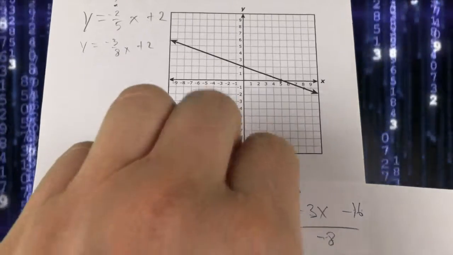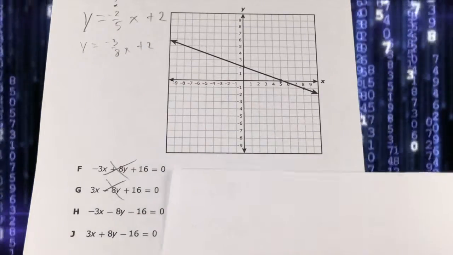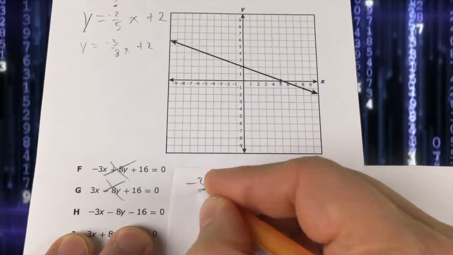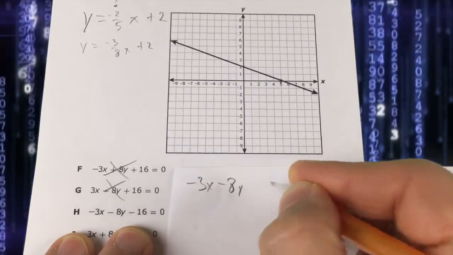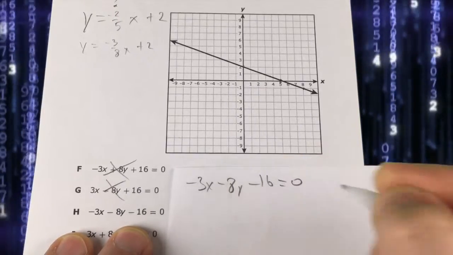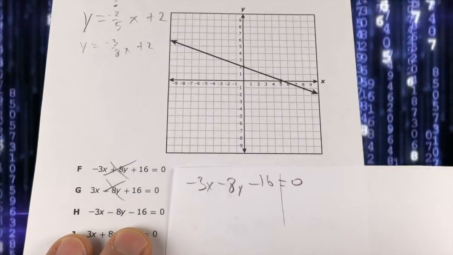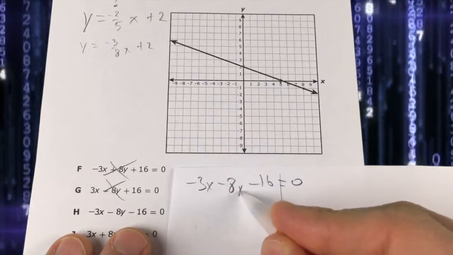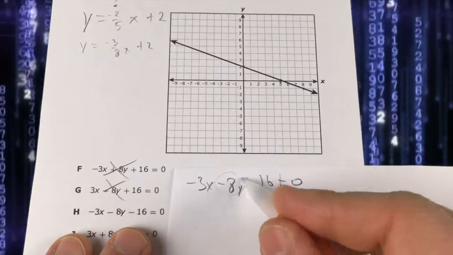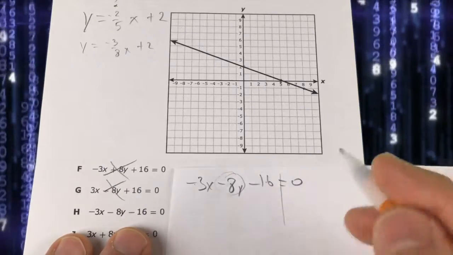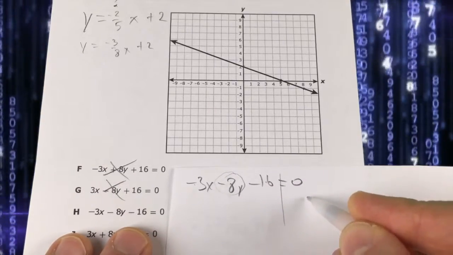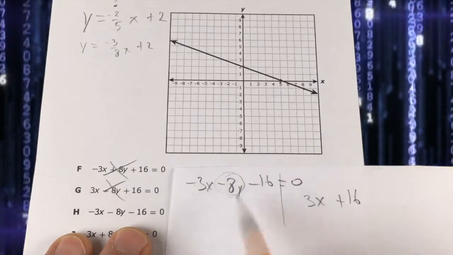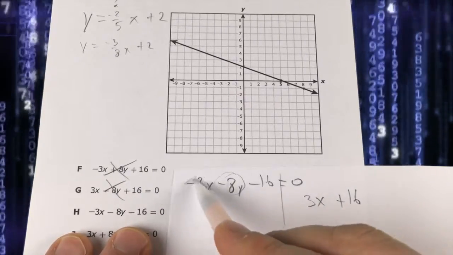Okay. Letter J. Negative 3x minus 8y minus 16 equals 0. Okay, we have you, and you have the best friend right here. We got to get rid of everybody else. They go over here and they're positive. We have 3x plus 16. That became positive and that became positive.